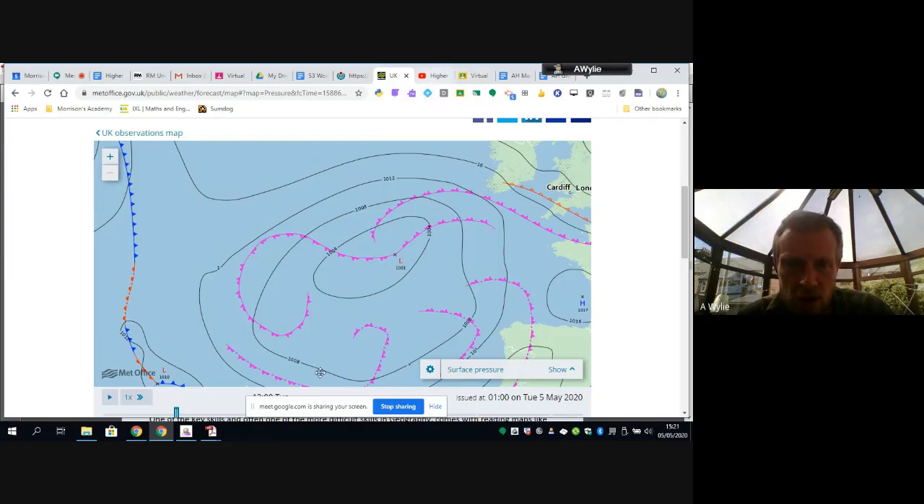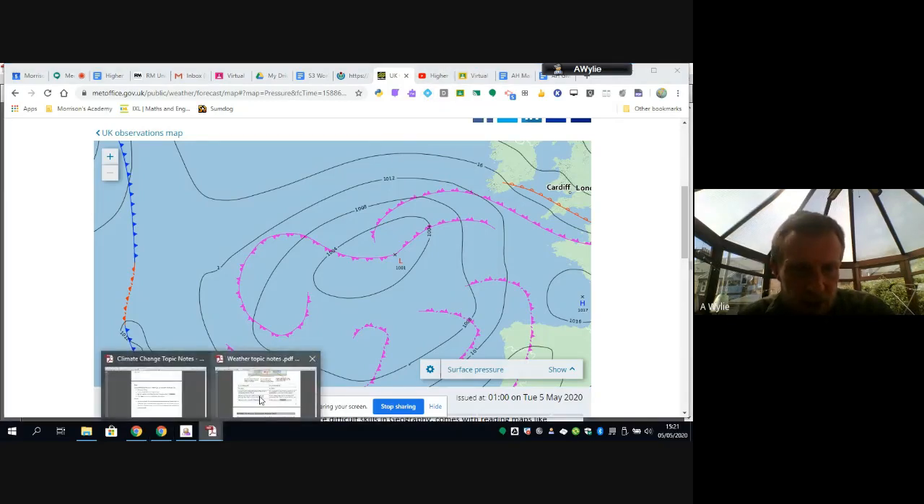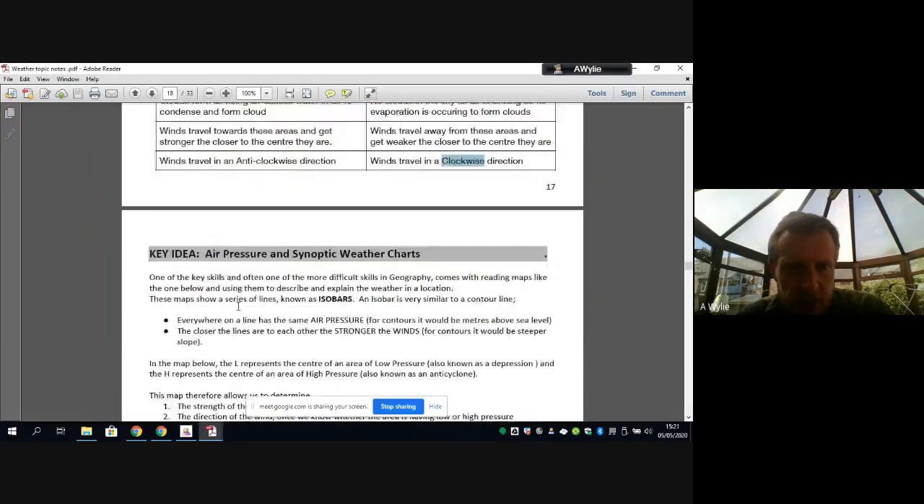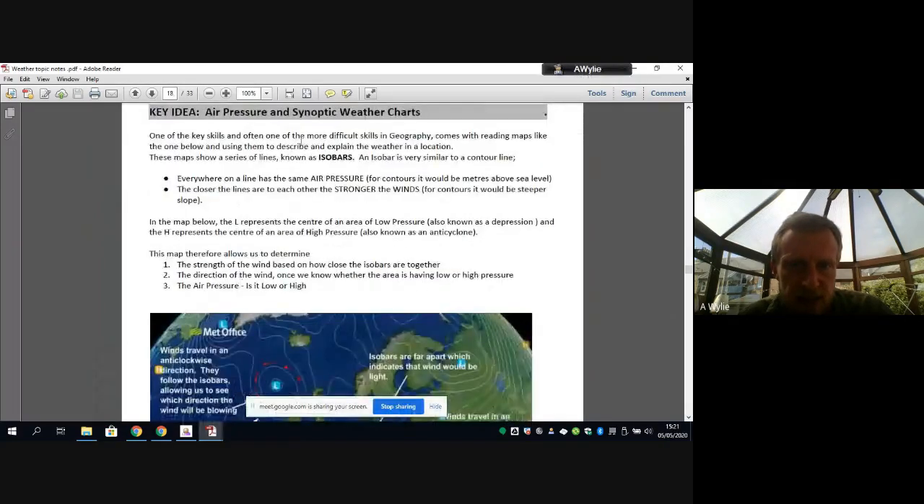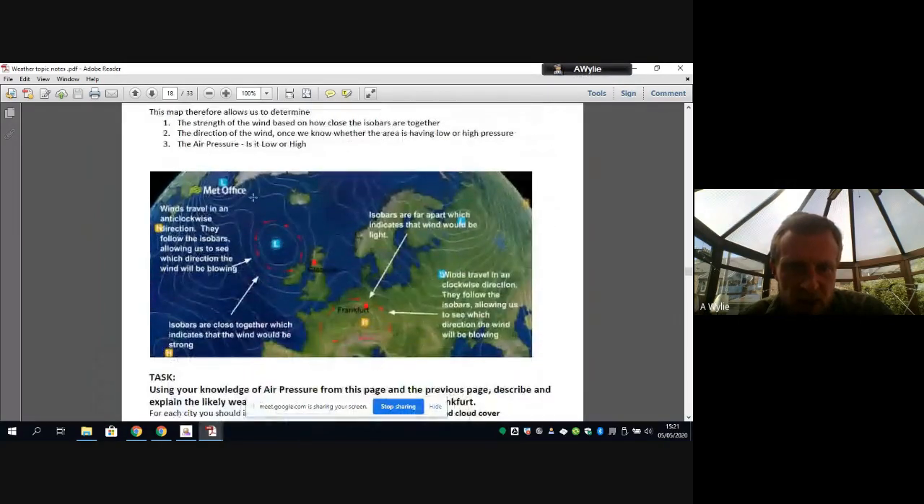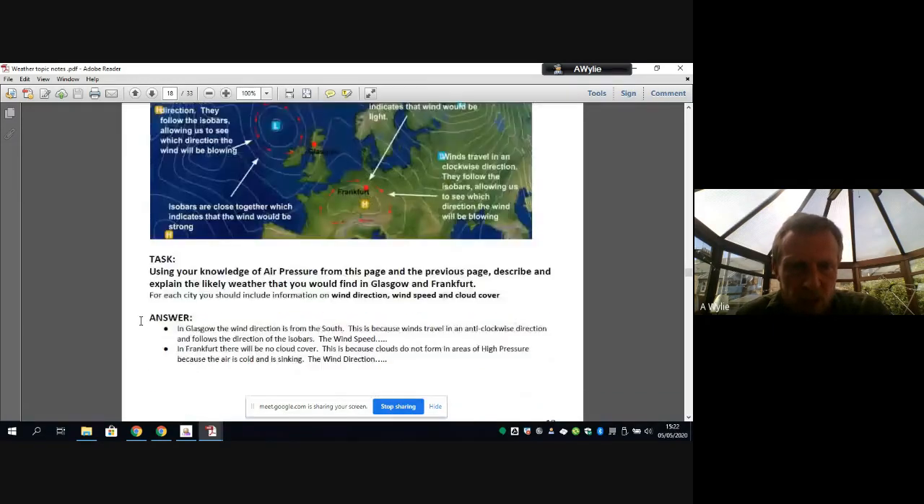Right, so once you have completed that task, and I'm just about to finish off today's lesson, you will need to read this stuff on air pressure. Everything I just explained to you in today's lesson is outlined on this little map, just to remind you. I am recording this lesson, so if you think you've forgotten some things and want to note them down, I will share this lesson with you.